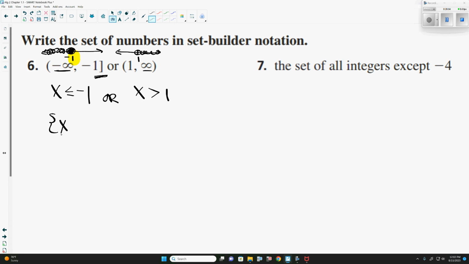Now we can write it in set builder notation. So we have brace x bar. Because it didn't specify what type of numbers, and we're talking about an interval, it's going to be all real numbers. So we'll have brace x bar. Then we fill in our information.